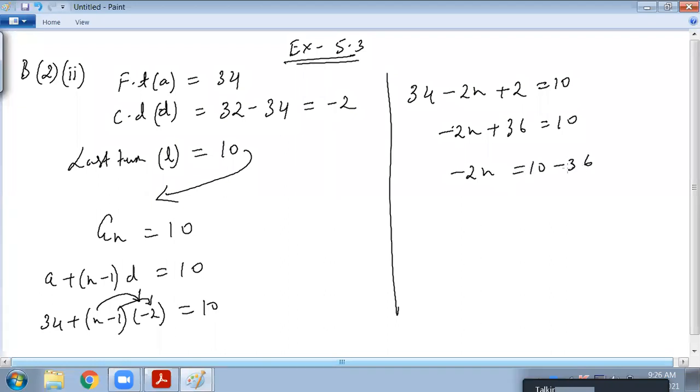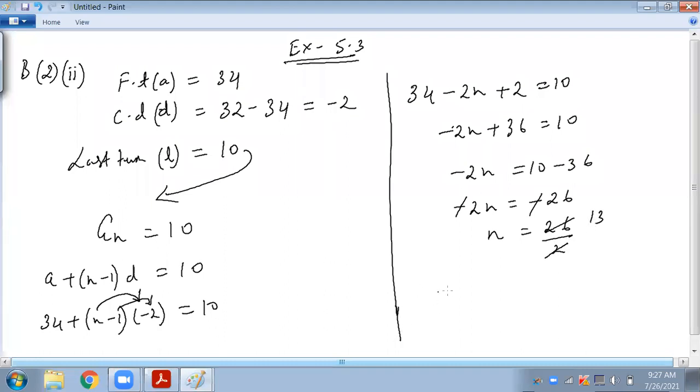We're going to find n, so take this 36 to the other side, it will become minus 36. So minus 2n equal to how much? 34 minus 10 is how much? Minus 26. We have now one term on both sides, so we can just cancel the minus. And then we can find n. n is what? 26 by 2. So n, we're getting 13.